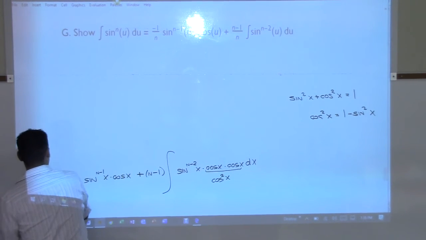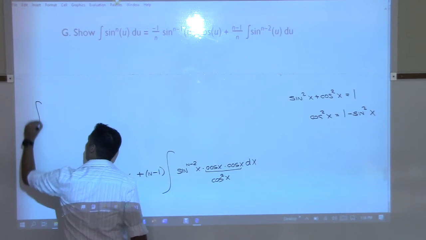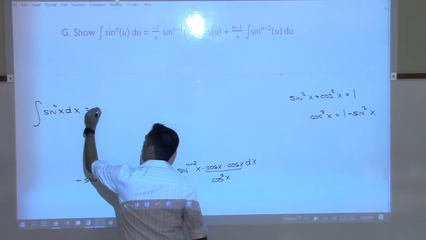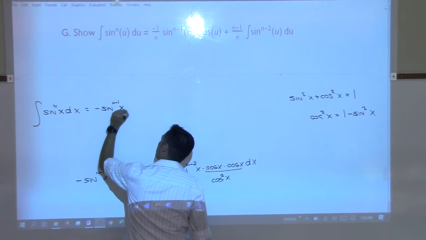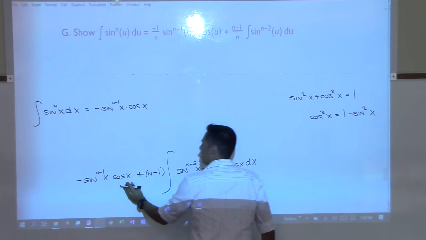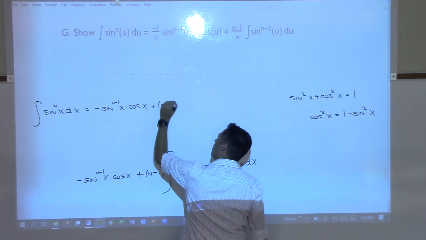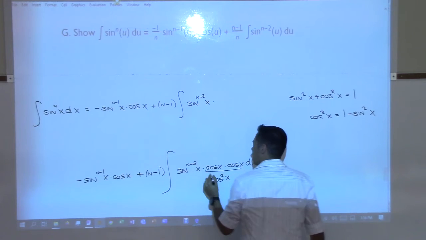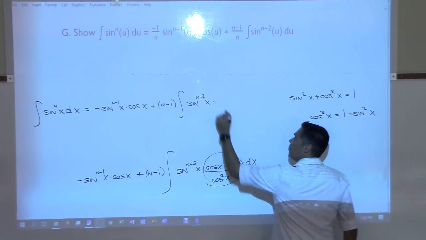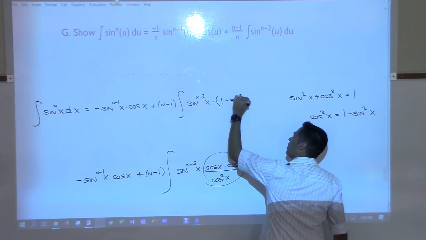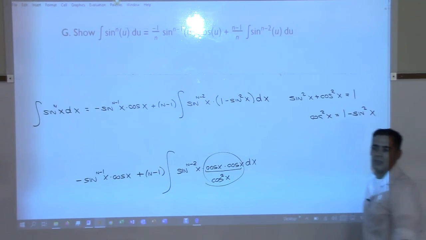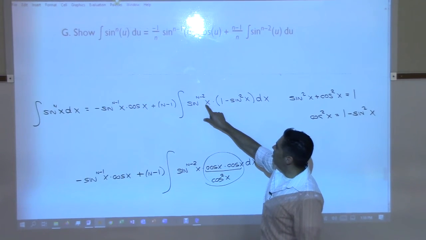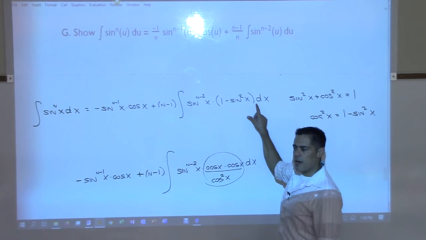So here's where we are. Watch the way I write this. The original problem, right? This is our original problem, is equal to negative sine to the n minus 1 of x times cosine x. That's our ultraviolet. And then we have plus n minus 1 integral sine to the n minus 2 of x times, now I'm replacing this, right, with 1 minus sine squared x, so I have to put it in parentheses, right? It must be in parentheses. And now let's just distribute this sine to the n minus 2 of x. Let's just distribute it through, all right? And let's see what happens.